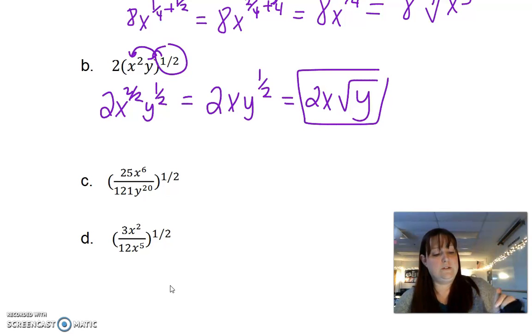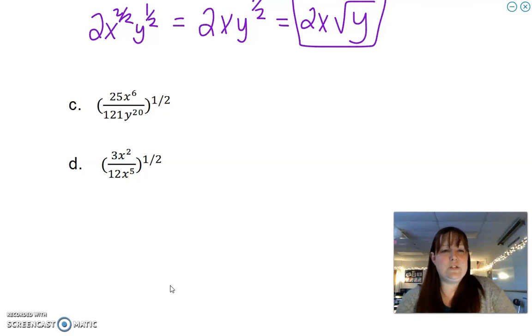All right, so this one's a little bit more challenging because it's a fraction. So the very first thing that I do with fractions is I check to see if there's anything that simplifies, because it's a lot easier to simplify before we make it a radical than after. But in this case it doesn't, because the only factors of 25 are 5 and 5, and the only factors of 121 are 11 and 11, so they have no common factors.